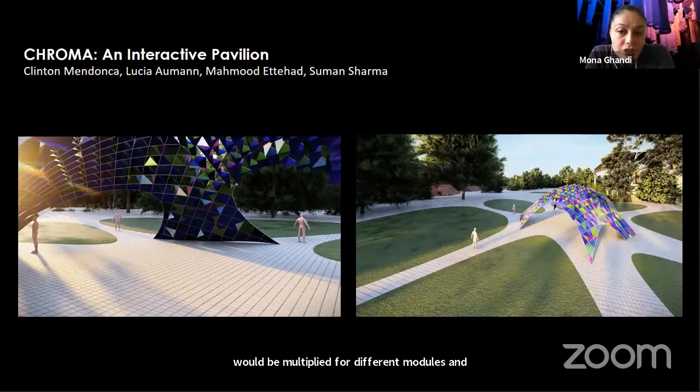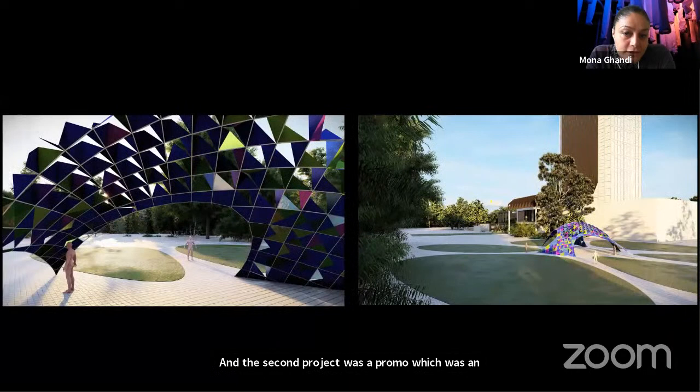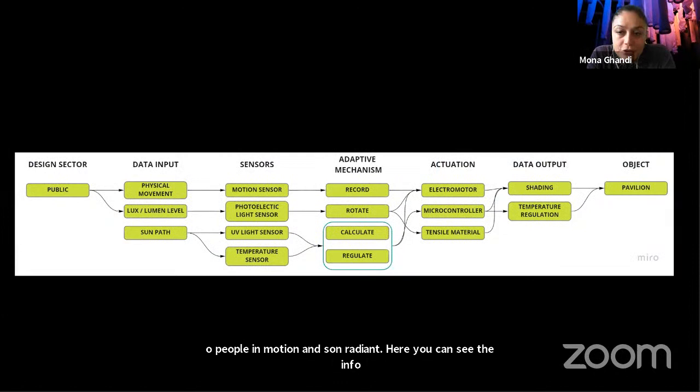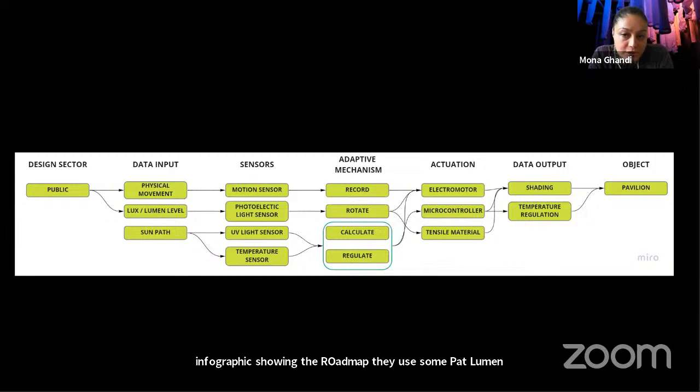This project was responsive to people's motion and solar radiation. Here you can see the infographic showing the roadmap. They use the sun path, lumen level, and physical movement as input data, through a motion sensor, photovoltaic light and UV light sensors, and a temperature sensor, to rotate the panels of the pavilion by smart material and mechanical actuators. The application and result were increased shading and temperature regulation, and absorbing sun radiation to create light.